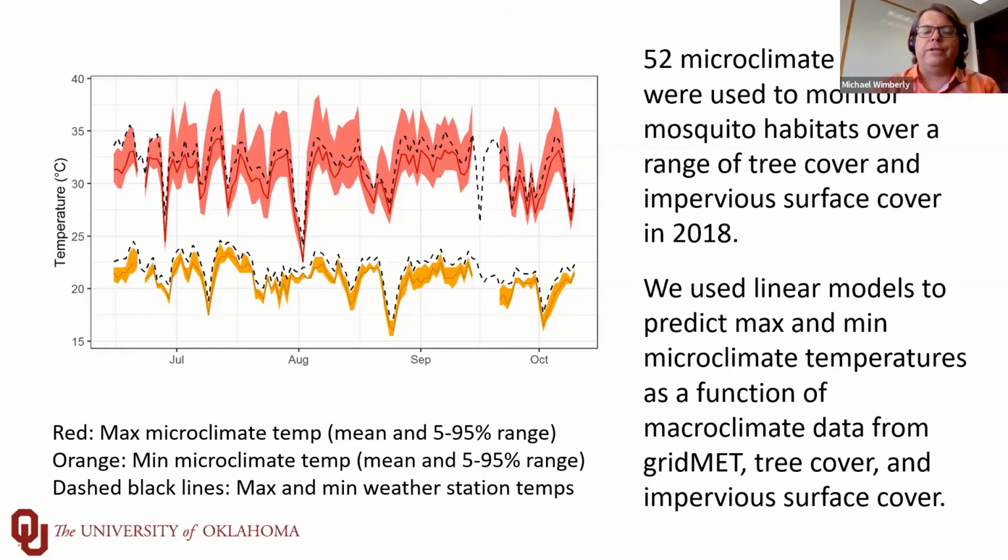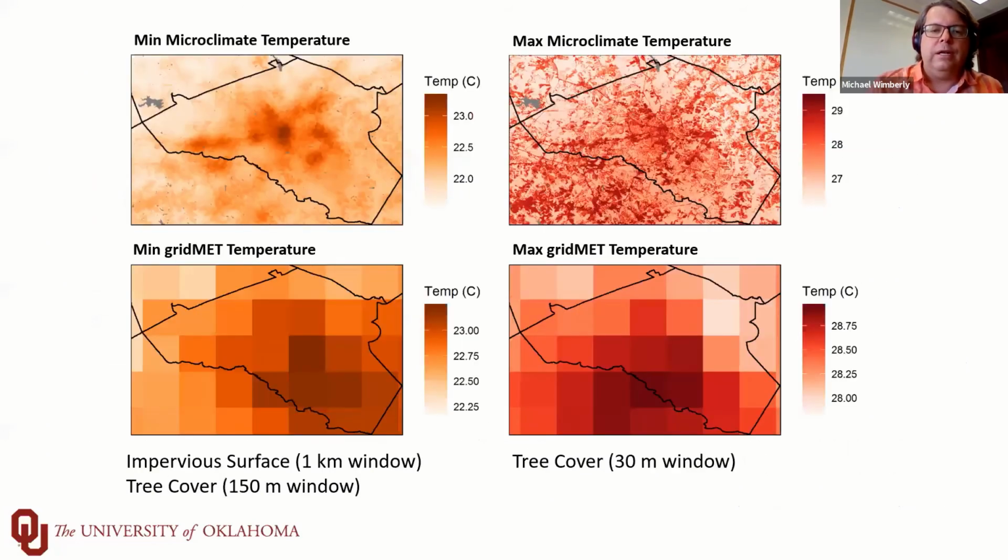So, and I'm going to skip over the details here, but we use some fairly simple linear approaches to basically predict at a pixel level minimum and maximum temperatures as a function of grid met data, tree cover, and impervious surface cover. And this is what that looks like in pictures. So the grid met data is on the bottom. So that is daily meteorological data that we can get. And this is from, I forget the day, but this is like 1 day of data in July, I believe.